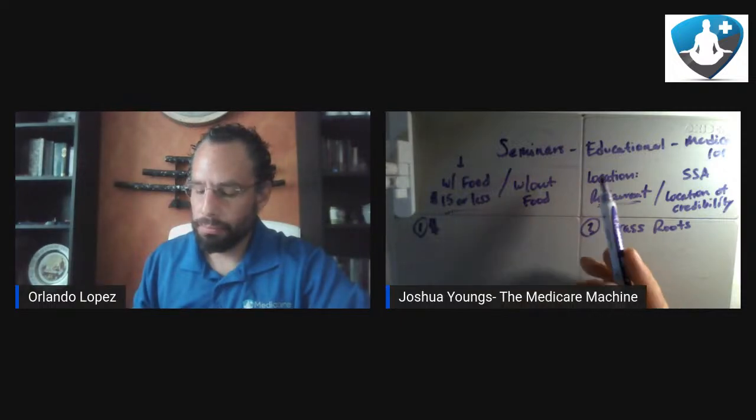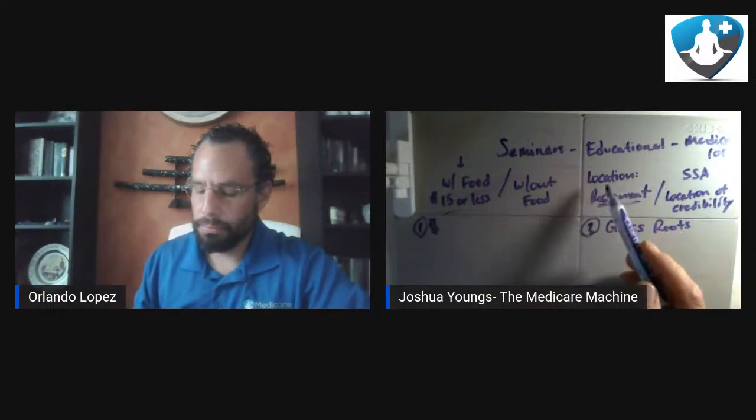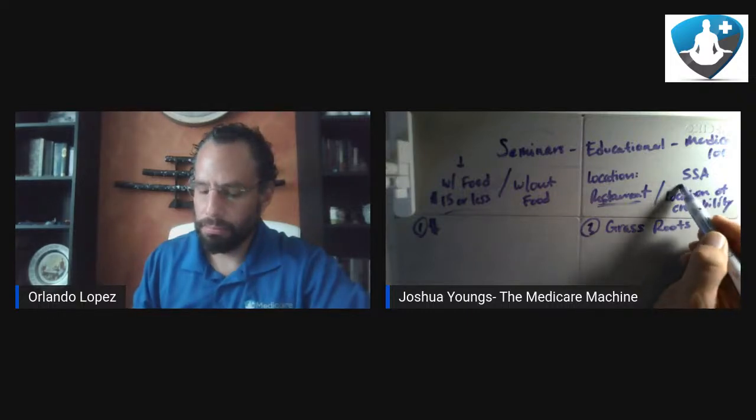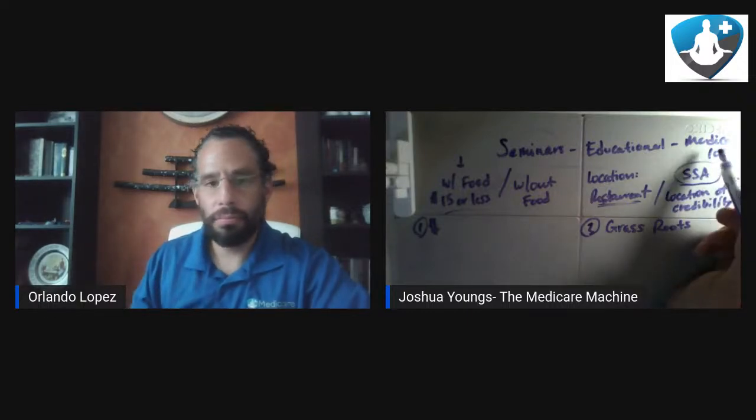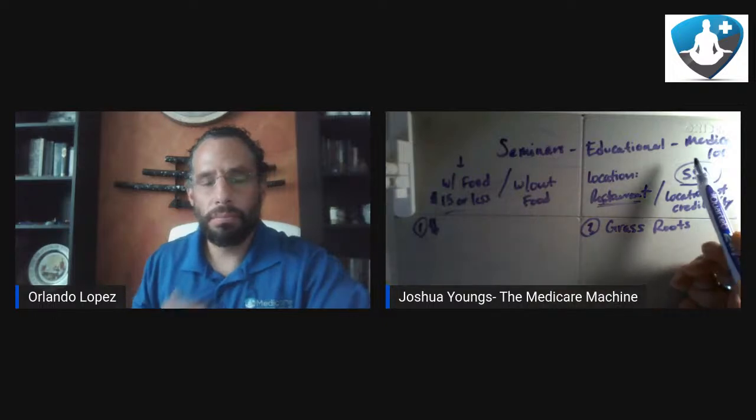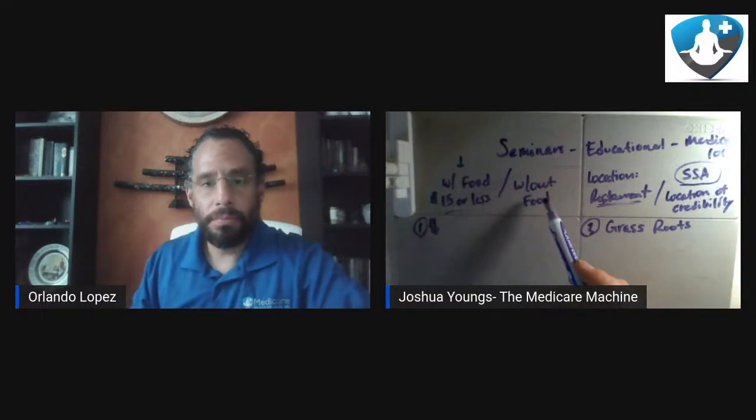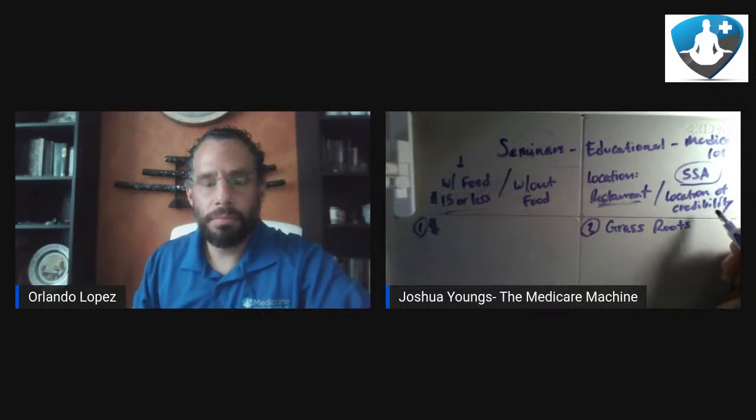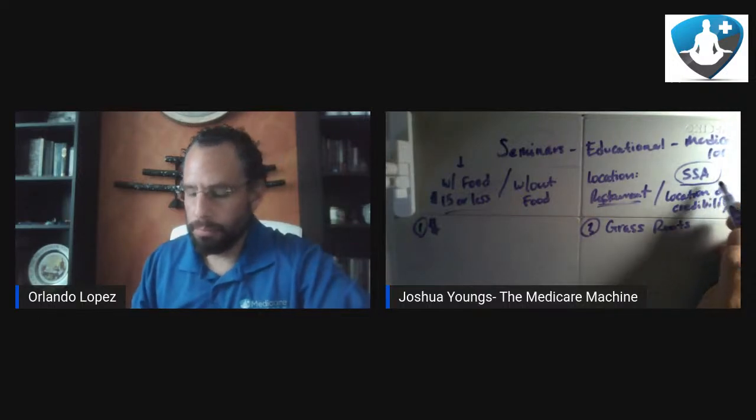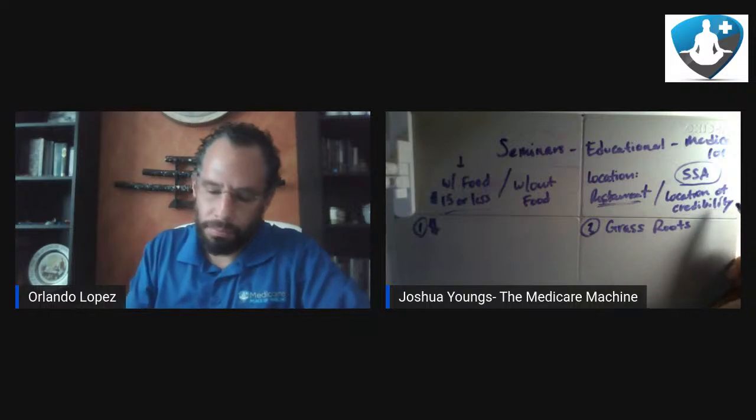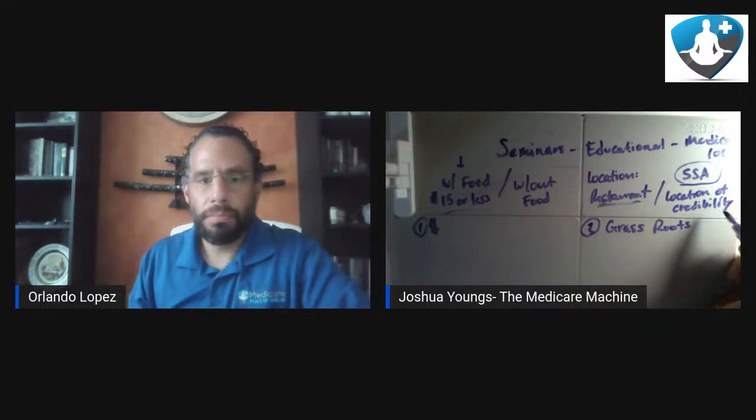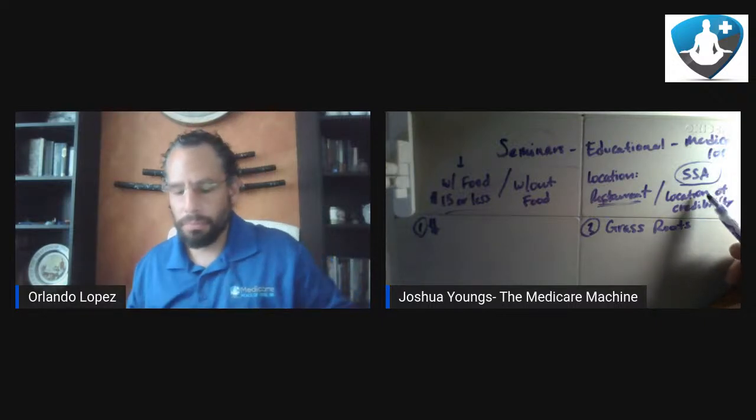Okay, so choose the type. Then decide whether you're going to do it at a restaurant. If the topic is Medicare, you could go either way. If it's Social Security, I would do it completely without food, maybe just have sodas and waters. And then I would use a location of credibility for this: a library, church, financial advisor's office, anything that I can attach credibility to the location itself. That's a good location for an educational seminar.